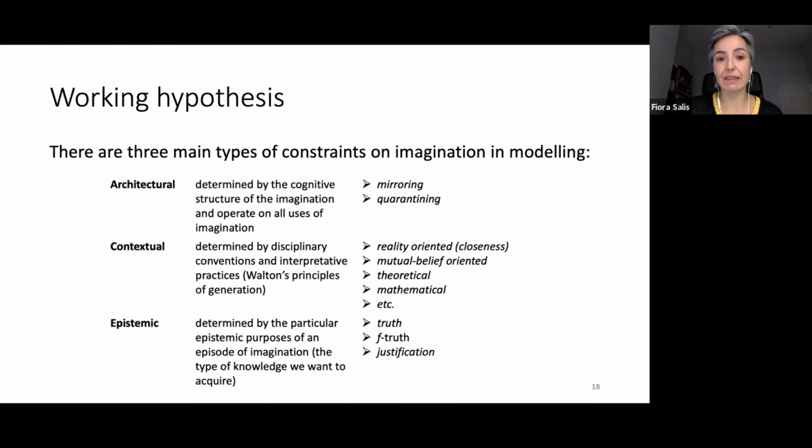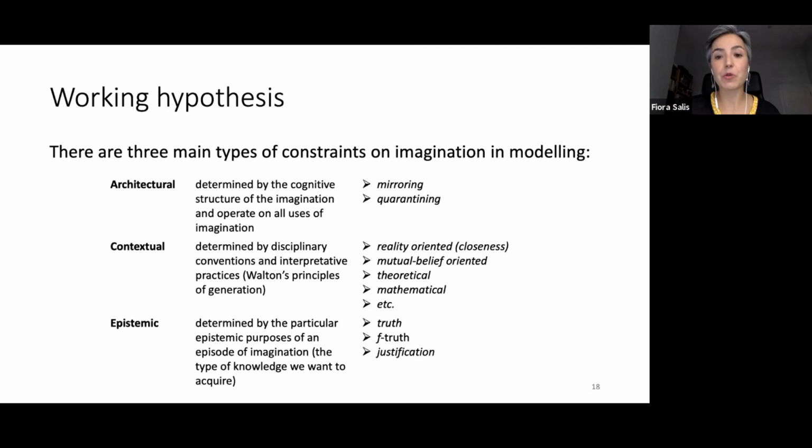Okay, context-specific constraints. They are determined by disciplinary conventions and interpretative practices. And here we have, of course, Walton's principles of generation, inspired by Lewis's analysis of counterfactuals. He appeals to reality orientation, closeness, and mutual belief orientation. We've already seen the problems that exist for closeness in the context of modeling, and we need a way to determine that metric, the tailor-made similarity metric for models. So this is a kind of constraint that we need to work on to specify in the case of modeling.